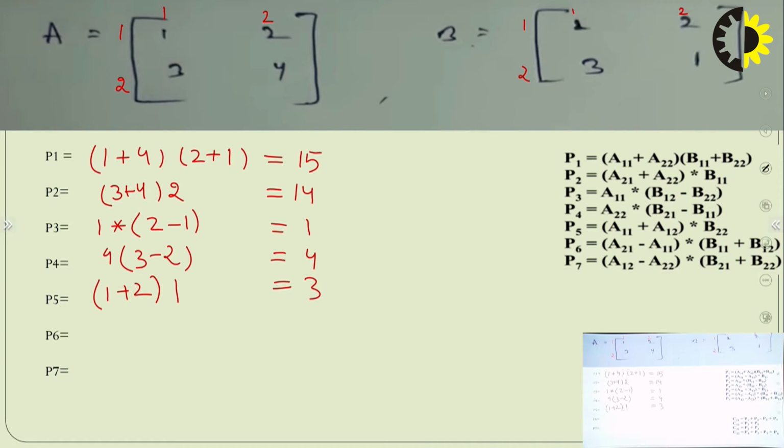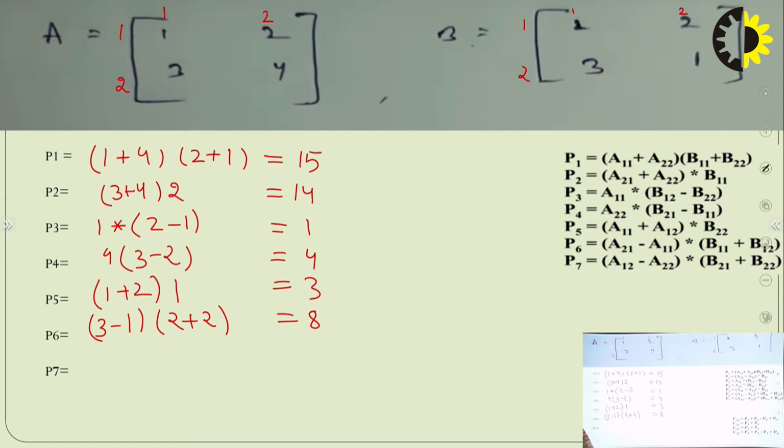After that P6. The value of P6 is A21, which is 3, minus A11, which is 1. Then multiply by B11 plus B12. The B11 value is 2, plus B12, the value of B12 is 2. Then 3 minus 1 is 2, and this is 4. Then 4 multiplied by 2 becomes 8.